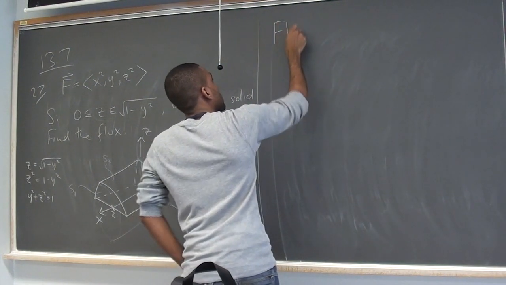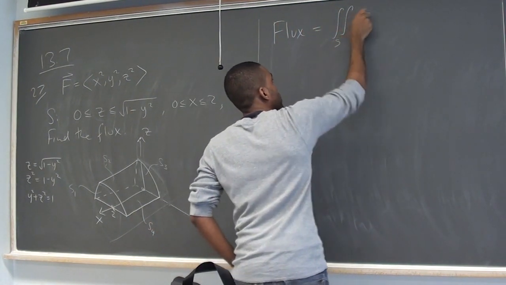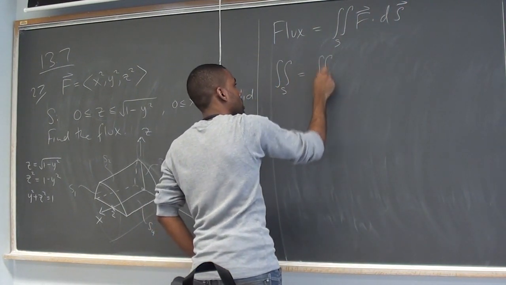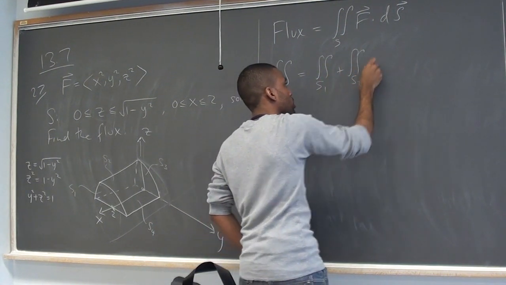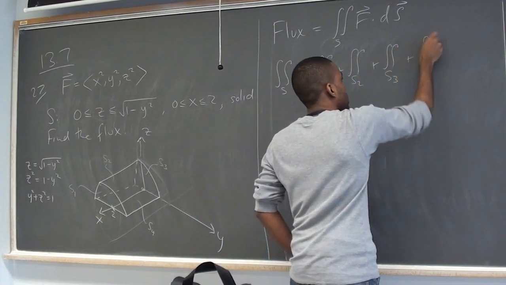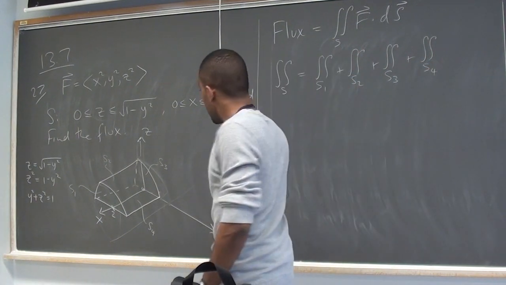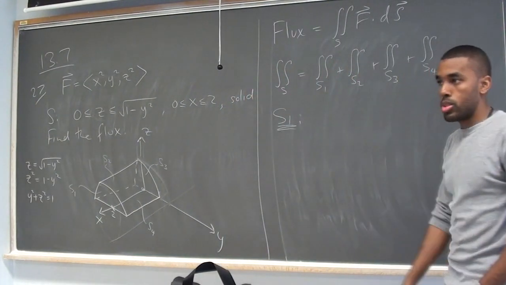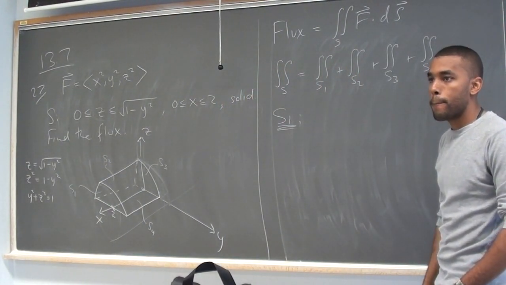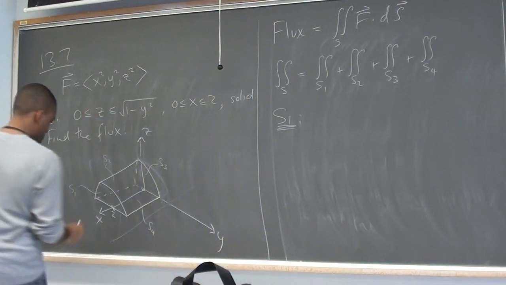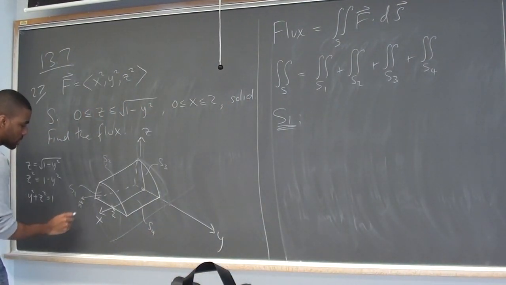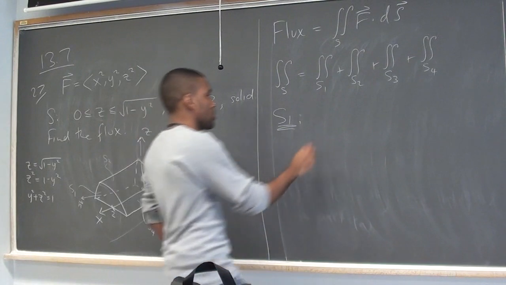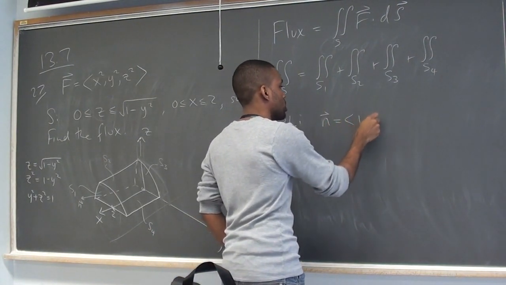So remember that flux is the double integral over S of F dS. And we know that the double integral over S is just going to be the integral over S1 plus the integral over S2 plus the integral over S3 plus the integral over S4. And so let's begin. Start with S1. How would you do it? It has to have a normal vector. It's pointing straight out, so N is 1, 0, 0.